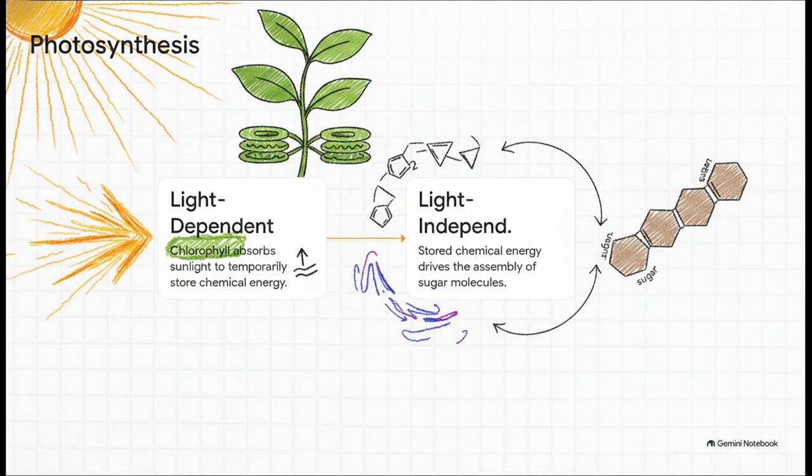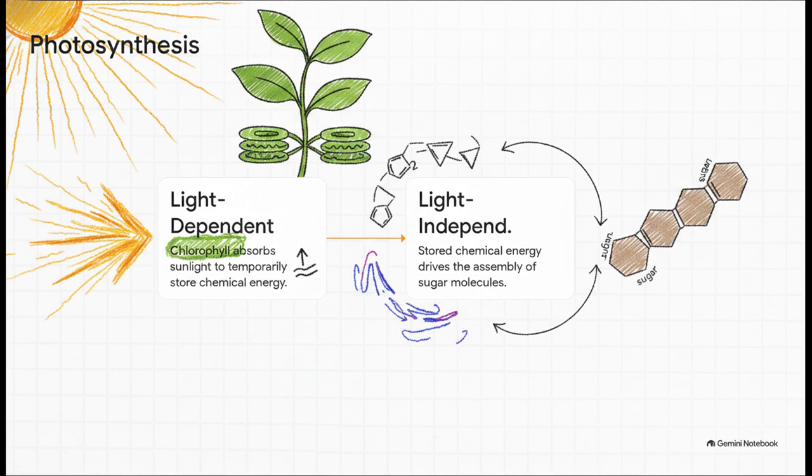Photosynthesis is a pretty complex, multi-step process, but it basically plays out in 2 sequential stages. Stage 1 is all about the light-dependent reactions. Here, energy from sunlight gets absorbed by a pigment called chlorophyll, which is tucked away in these little structures called thylakoids inside the plant's chloroplasts. That solar energy is quickly converted into a temporary, high-energy chemical form.